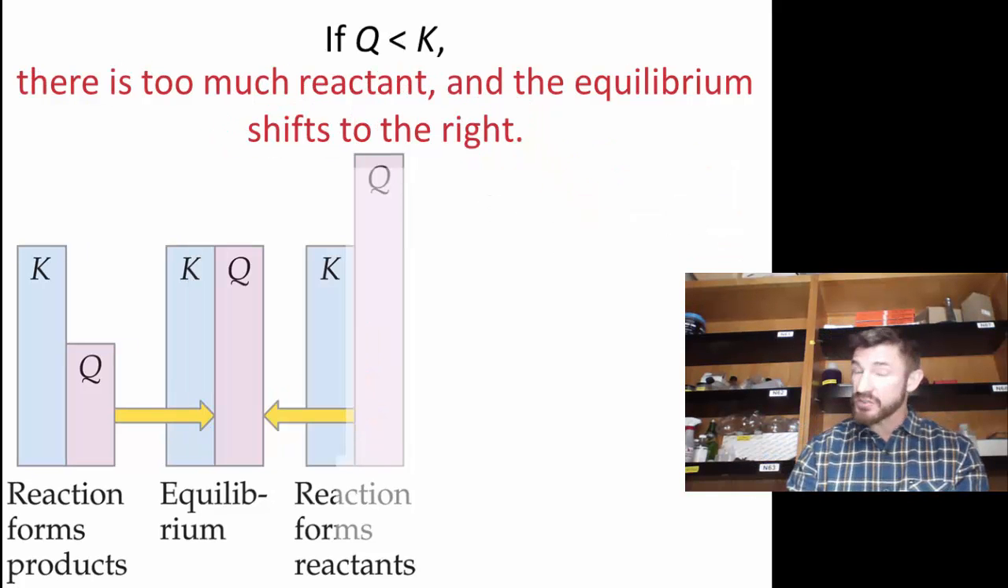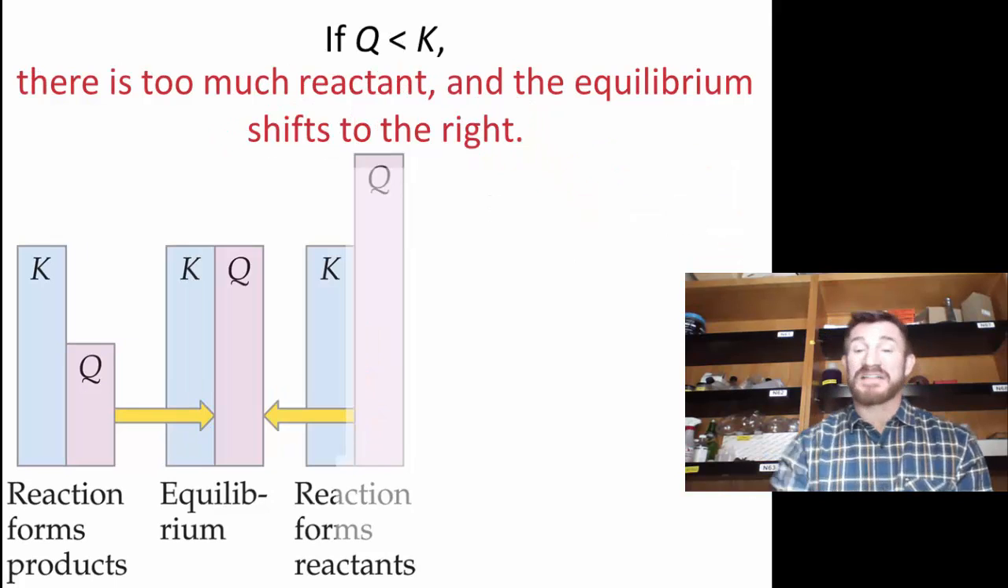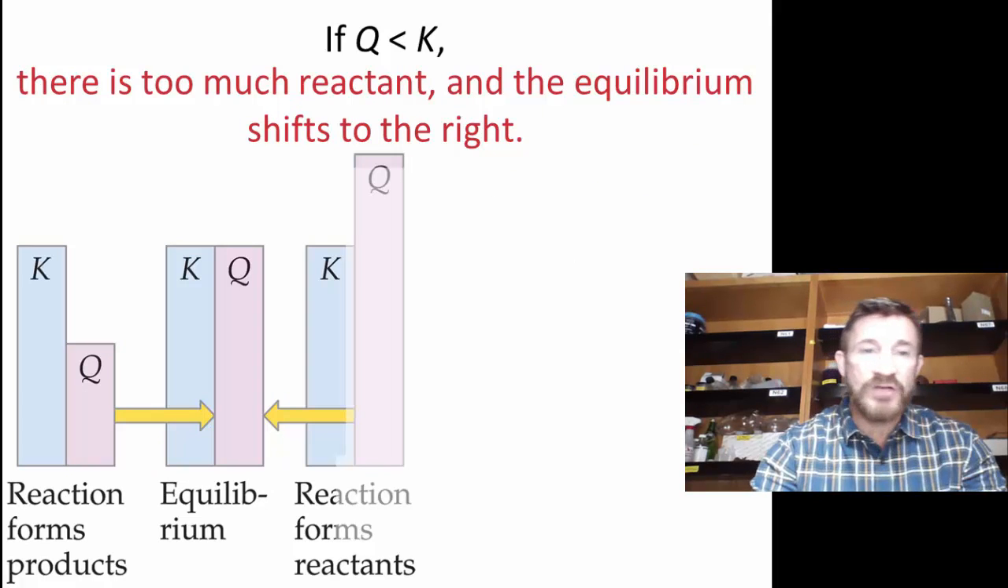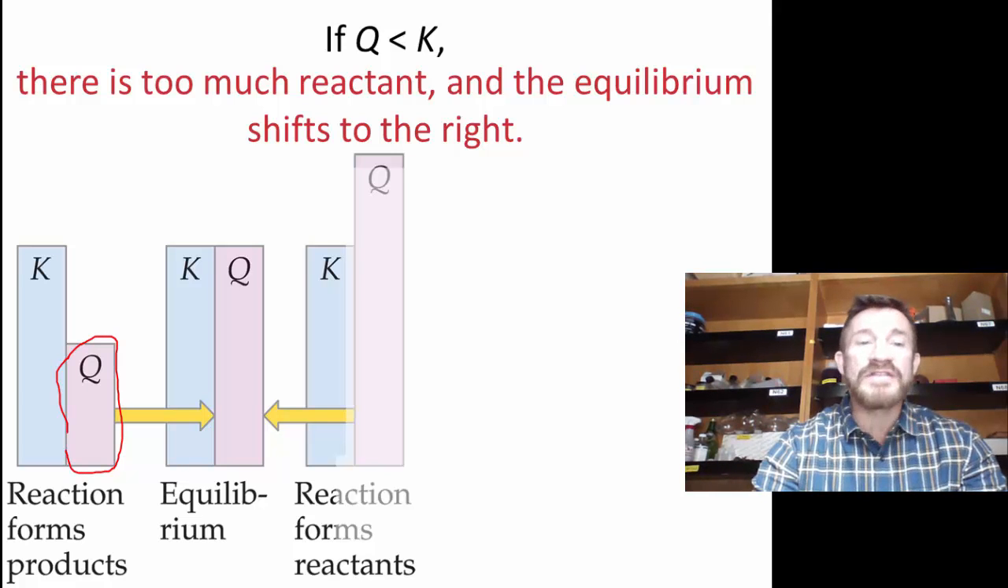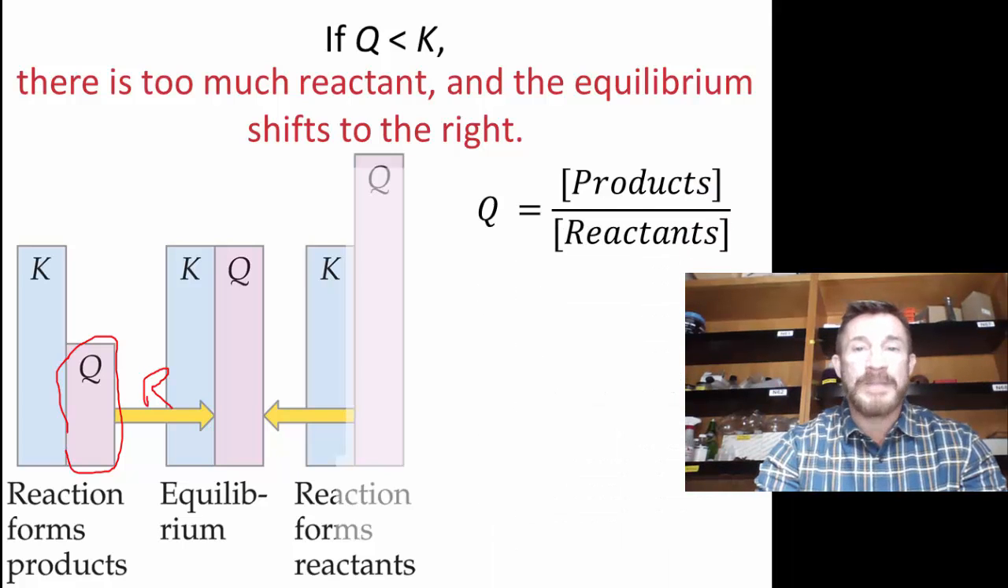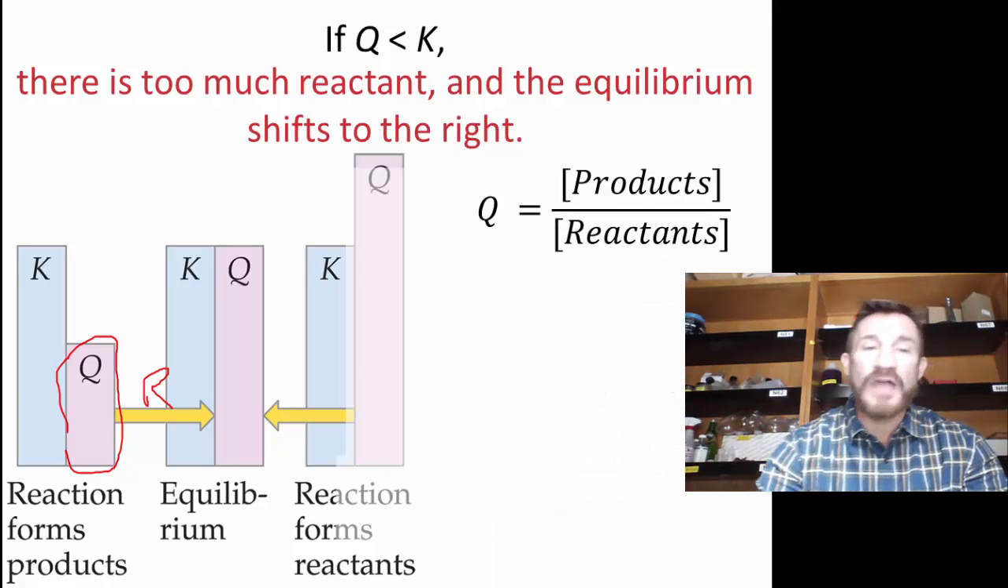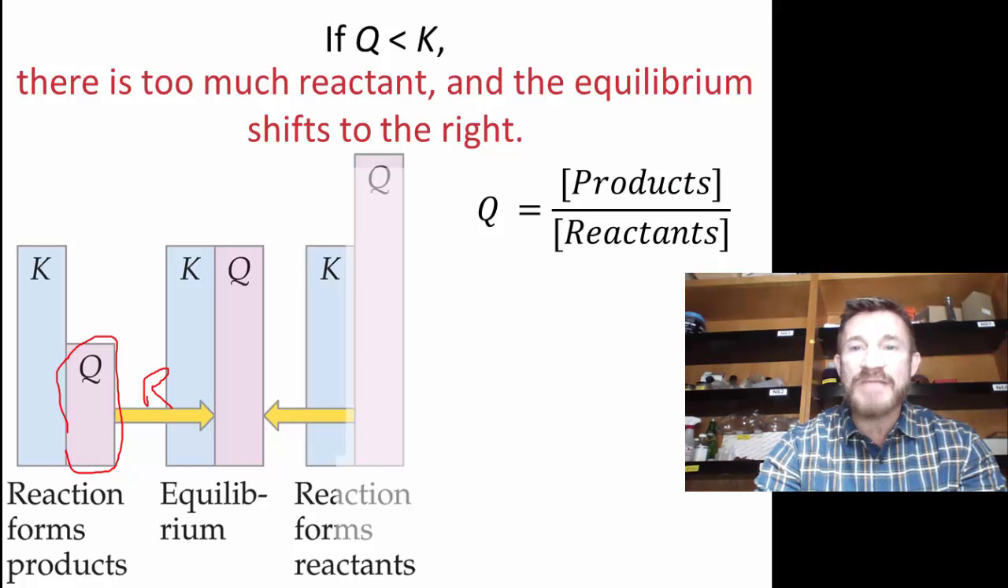Let's look at the opposite situation, where Q is less than K. So we have here a small Q, and it's not equal to K, so Q is smaller than K. In this situation, it's going to shift to the right. Now let's think about why. Remember, Q is products over reactants. If Q is really small, it means we're dividing by a much bigger number. So that means we have more reactants than we need.